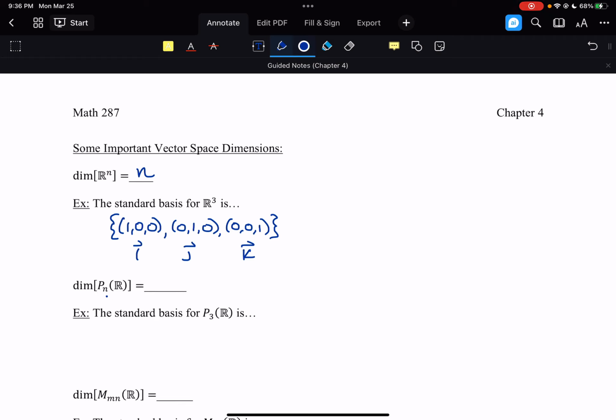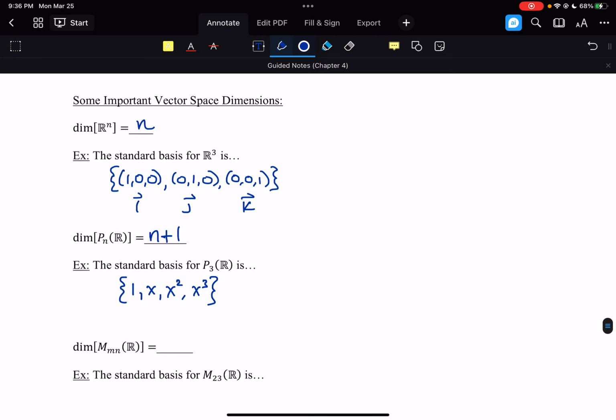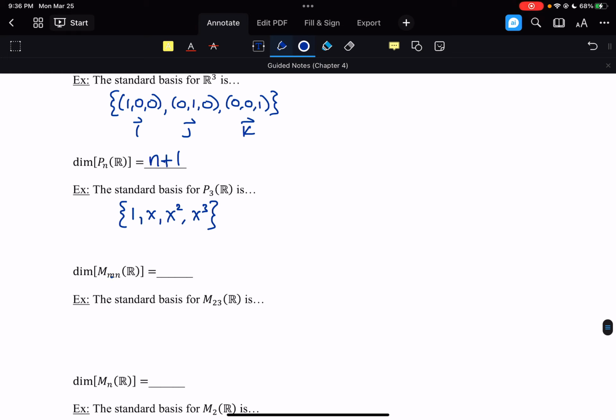Similarly, the dimension of Pn is n plus 1. The standard basis, for example, for P3 would be 1, x, x squared, and x cubed. So 1, 2, 3, 4 terms, right? So n plus 1. For m by n matrices, the dimension is m times n. So it's the product of the dimensions of the matrix.